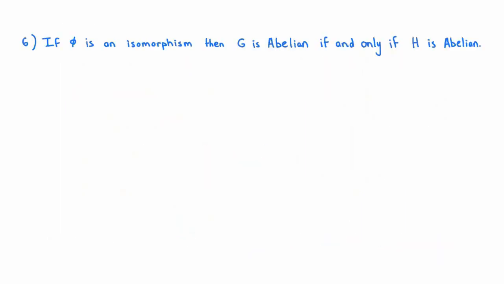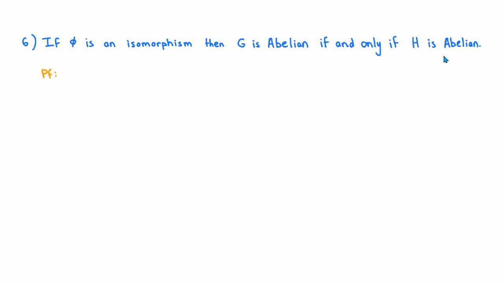Our next property, which can also be useful to determine when two groups are not isomorphic, is property 6. And what it says is that if you have an isomorphism from a group G to a group H, then G is abelian if and only if H is abelian. To say this another way, if you have two groups G and H which are isomorphic, then they either have to both be abelian or they have to both be non-abelian.